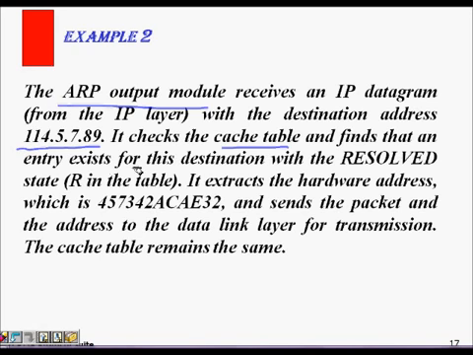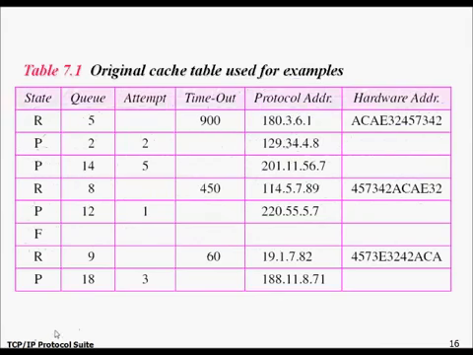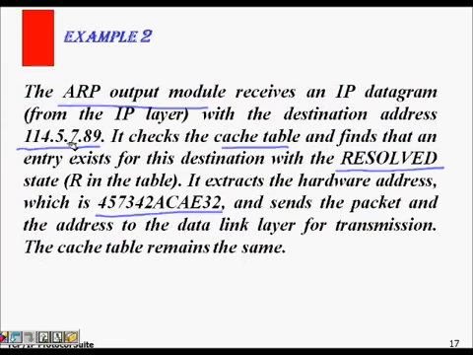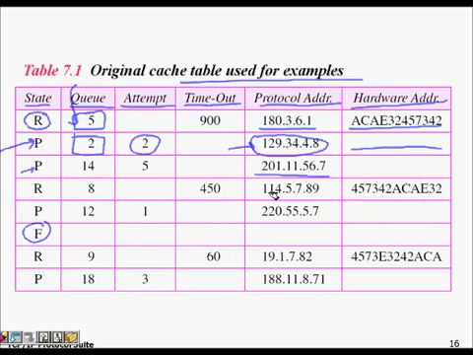If it exists, the state will be R. It extracts the hardware address and can then send the packet to the data link layer for transmission. So what was the IP address? It was 114.5.7.89. That is there, so it could find its state is R, resolved. So I will send the packet, because I know the MAC address.